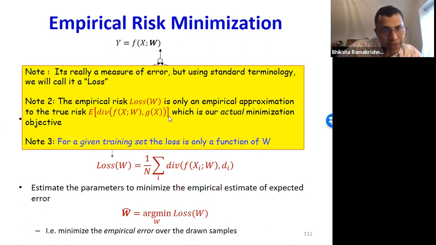And this, if I give you the training data, I've given you the x's, I've given you the desired value for the function at x. The only thing that you're allowed to change now is the weight. So for a given training data set, the only variable that remains here is the weight. So this empirical risk, or the loss, is a function of only the weights.